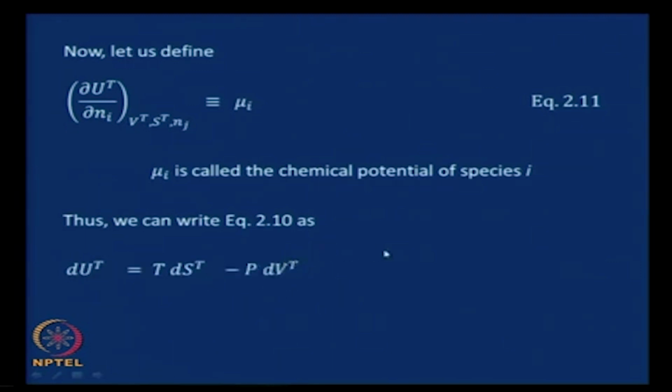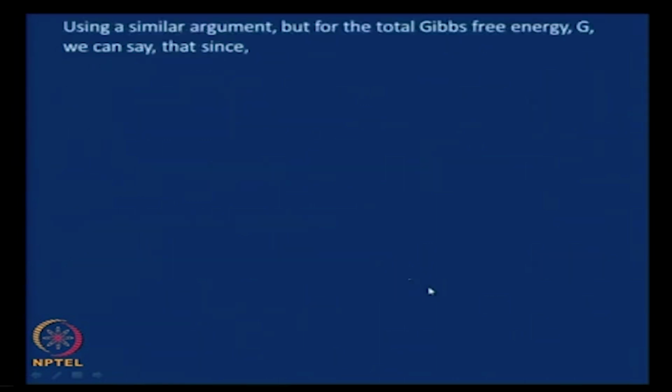I will call this equation 2.11. Therefore, in terms of whatever we have defined just now, the chemical potential, we can write our equation 2.10 that we saw earlier as dU_t equals T dS_t minus P dV_t plus summation over i of μ_i dn_i. We will call this equation 2.12. So, that was for internal energy.